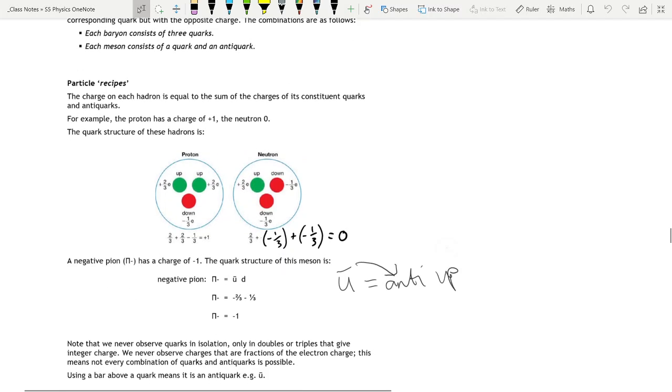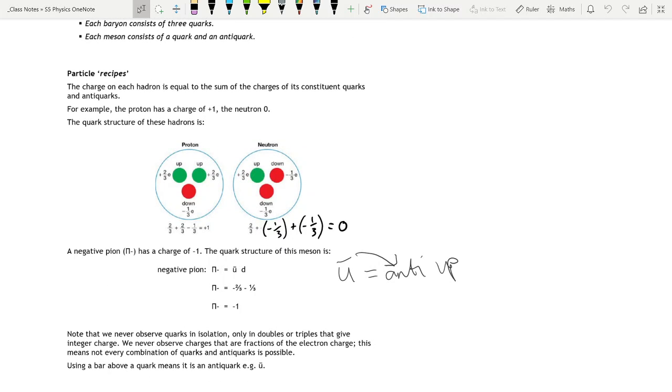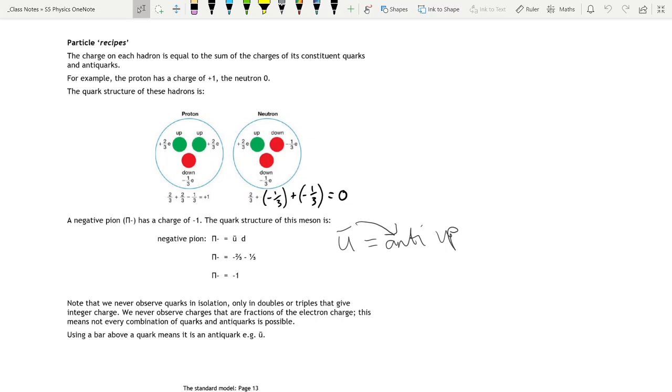The charge on each hadron is equal to the sum of the charges of its constituent quarks. So, for example, a proton: 2 ups and a down. An up is 2/3. So if you add 2/3 to 2/3, and then a minus a third, you get an overall charge of +1, which is the proton charge. We know that. With a neutron, we've got an up and 2 downs. So we've got 2/3 plus minus a third plus minus a third, and that comes to 0, which is the overall charge on a neutron. We know that's true as well.